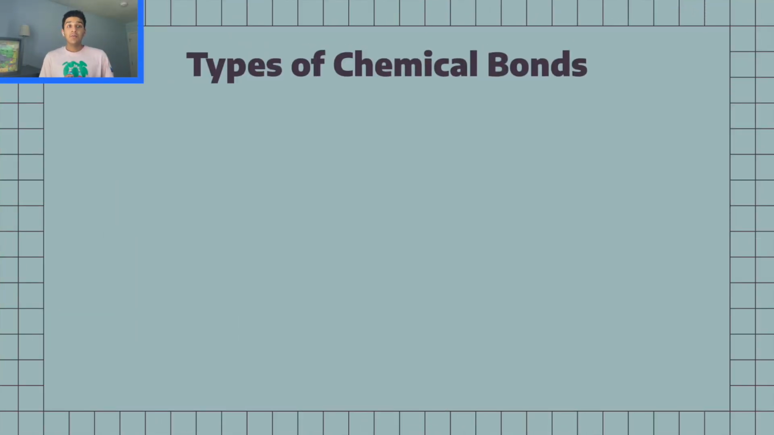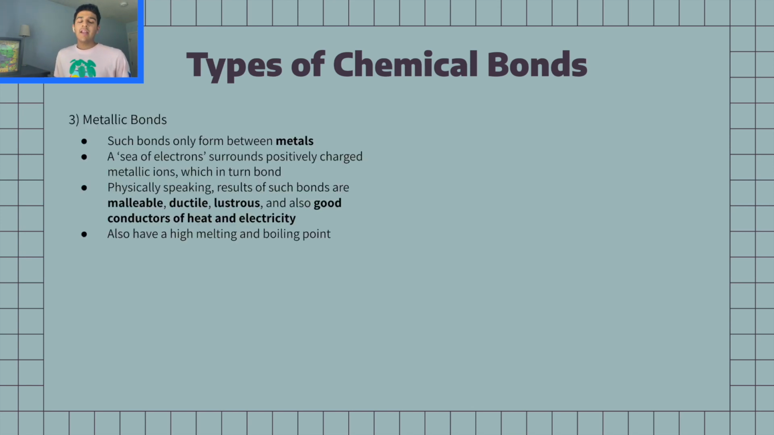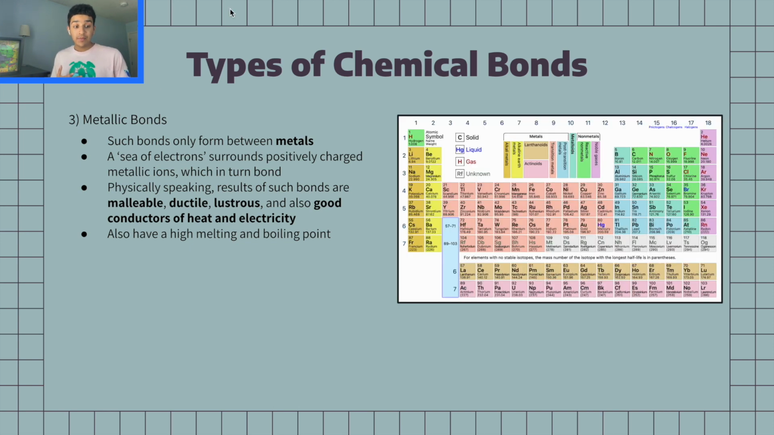The third and final bond type that we're going to be looking at are metallic bonds. Now, metallic bonds only form between metals, and when I say metals, I also mean these transition metals in the middle. So metallic bonds are really this mix and match bonding between these transition metals and also these 2 columns of metals.